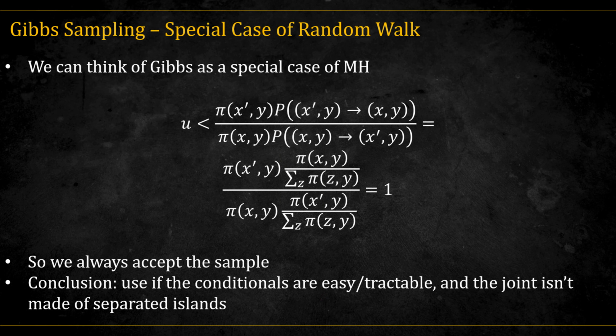Finally, I want to show that we can also think of Gibbs as a special form of the Metropolis-Hastings algorithm. Suppose our proposal distribution Q from the Metropolis algorithm is simply the conditional distribution. Then we get that the Metropolis-Hastings ratio becomes 1, and in that case, we always accept the sample. So, my final conclusion about this method is that it's definitely something to consider in certain problems, where the conditionals are simple or at least tractable, and we can avoid the edge cases.